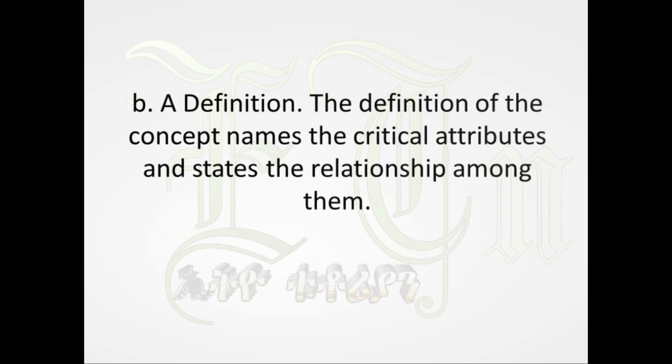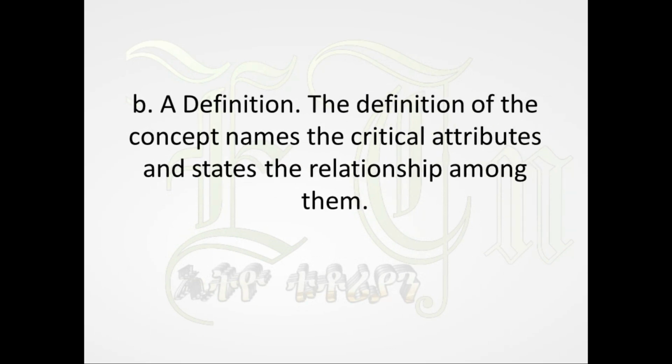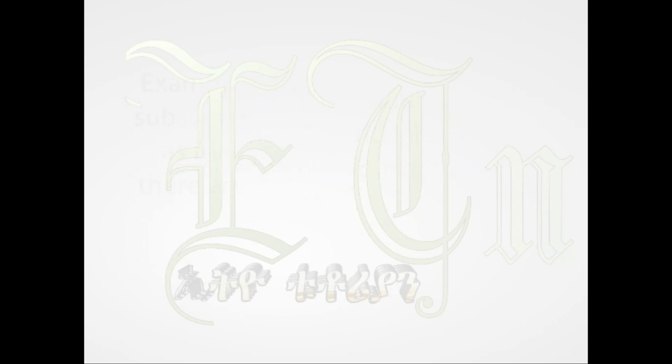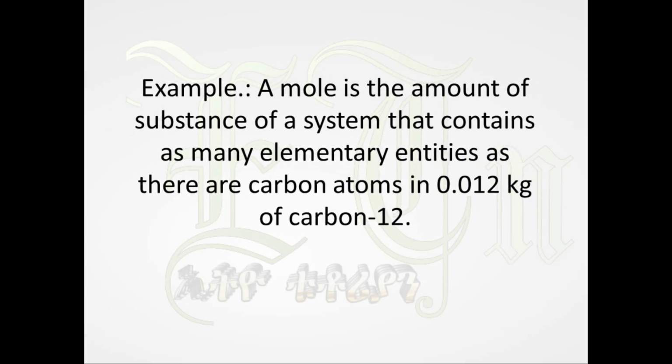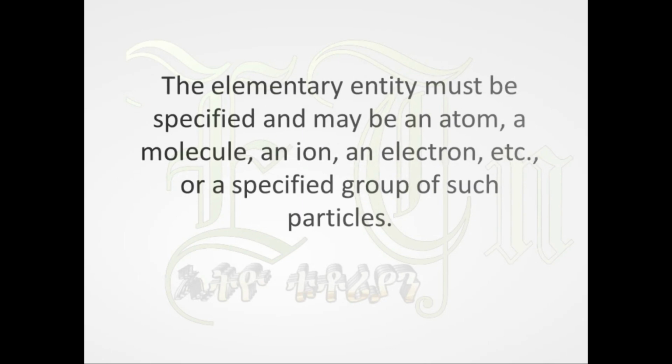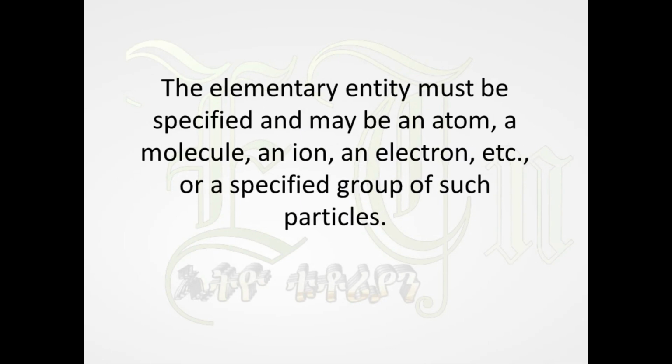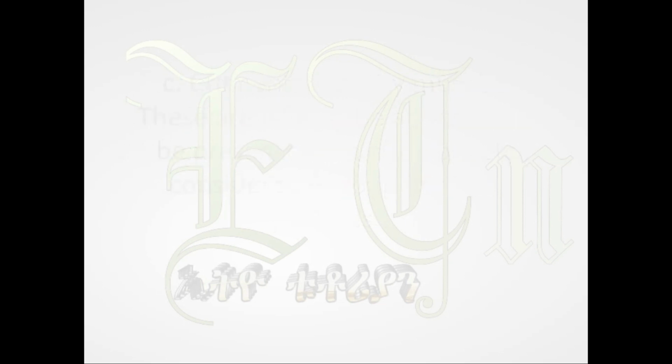Example: mole. B. Definition. The definition of the concept names the critical attributes and states the relationship among them. Example: a mole is the amount of substance of a system that contains as many elementary entities as there are carbon atoms in 0.012 kilograms of carbon-12. The elementary entity must be specified and may be an atom, a molecule, an ion, an electron, etc., or a specified group of such particles.